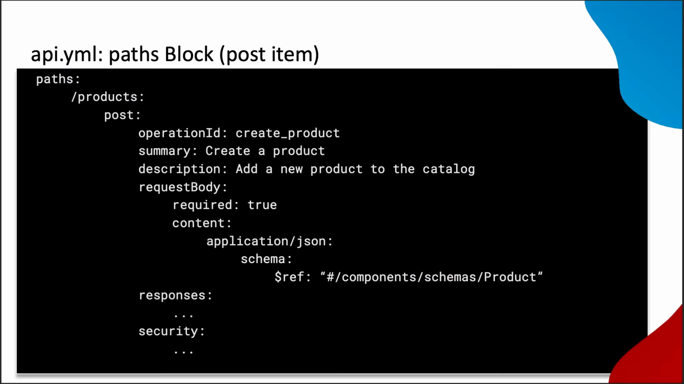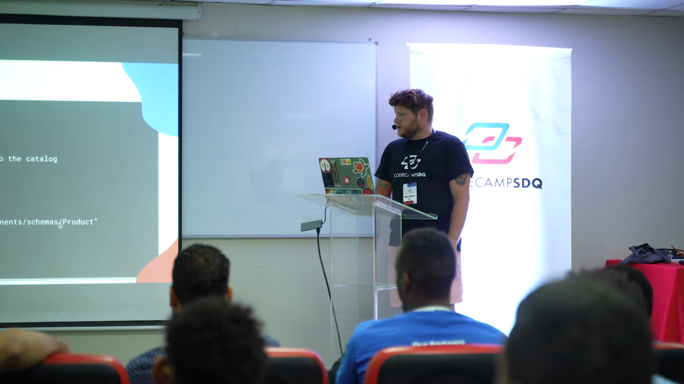Here's an example of how to post an item, so how to create a new product. And you can see here what we specify, a lot like the responses object in the previous block. We have a request body. And so this says it's a post to the products endpoint. The request body is required, and the schema is the product object.